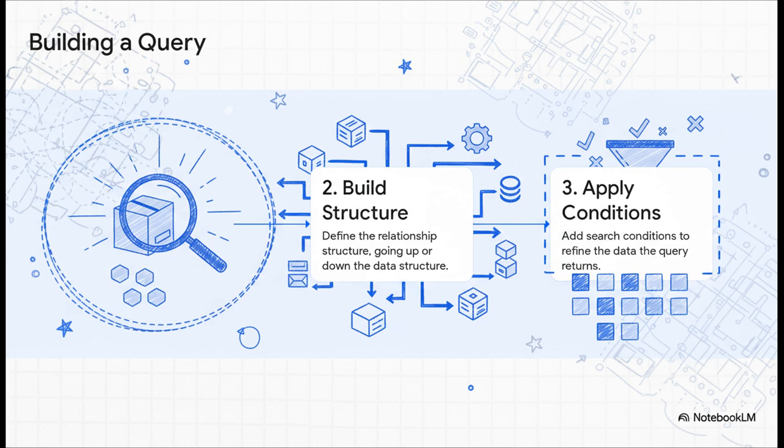Building a query is actually a pretty simple, logical process. First, you pick your starting point. Then you build out your map by telling it which relationships you want to explore. And finally, you apply conditions to zero in on the exact answer you're looking for. Let's break that down a little more.